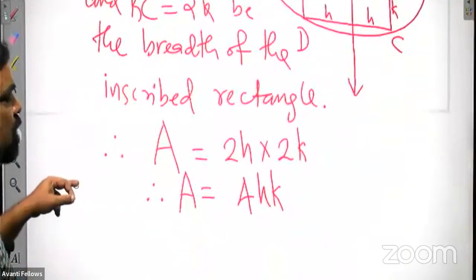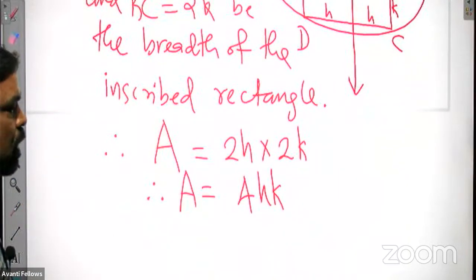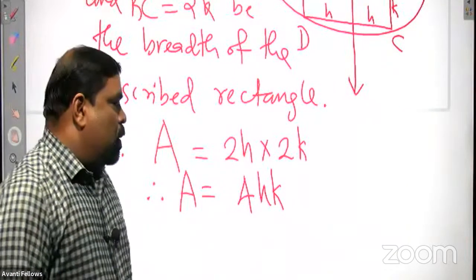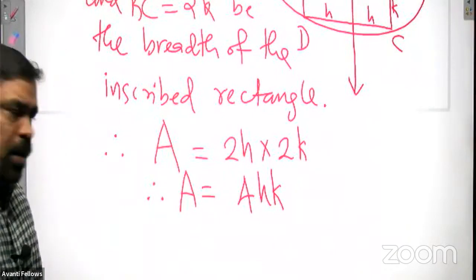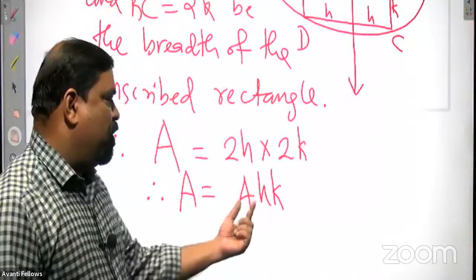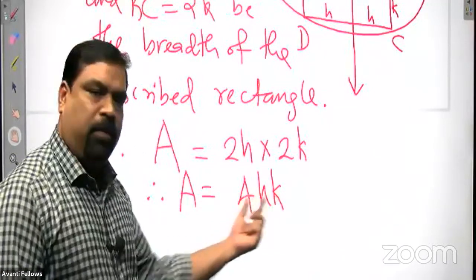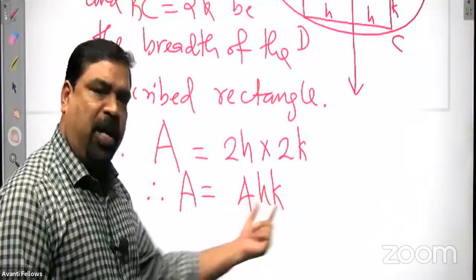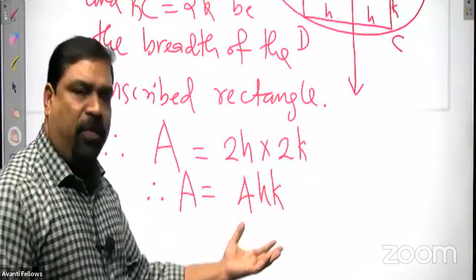Area of the rectangle is 4hk. Again, we have to differentiate and find the critical point, etc. So before that, we have to convert to one variable. There are two variables, h and k, so we have to convert to one variable.